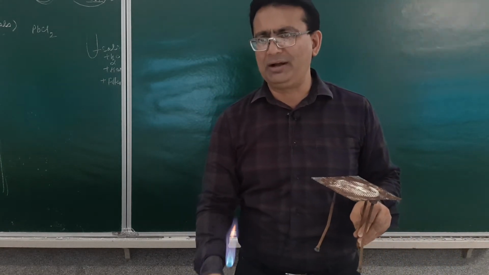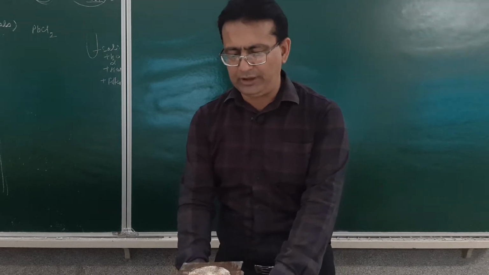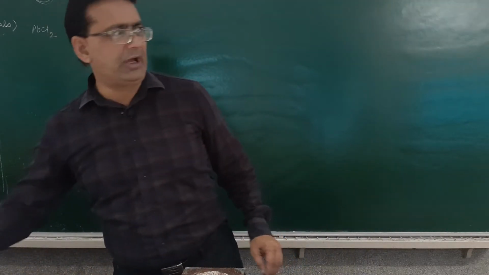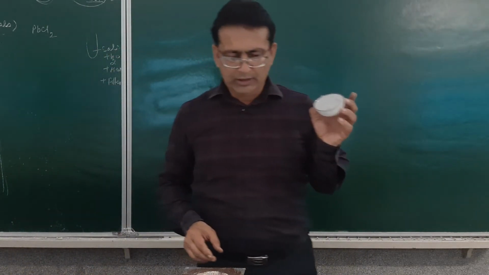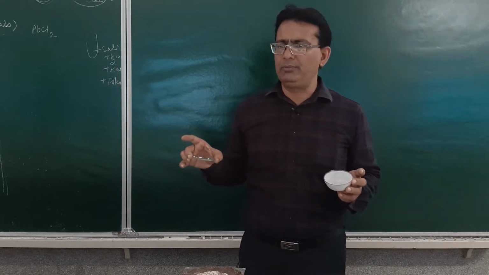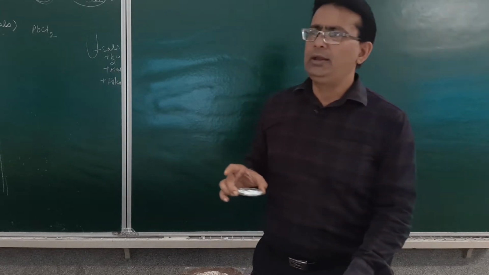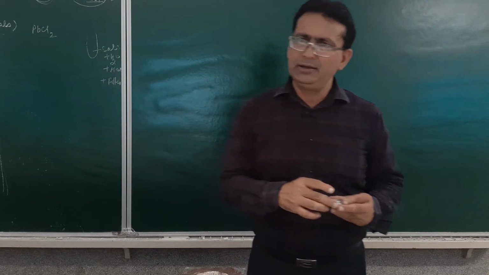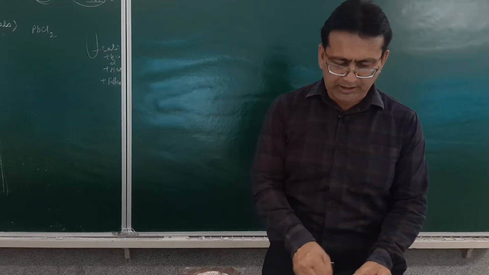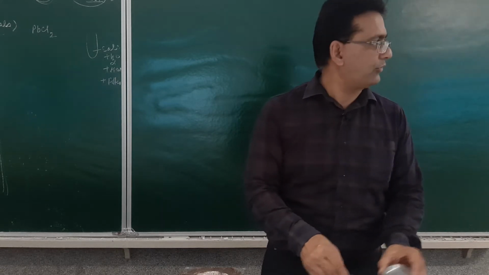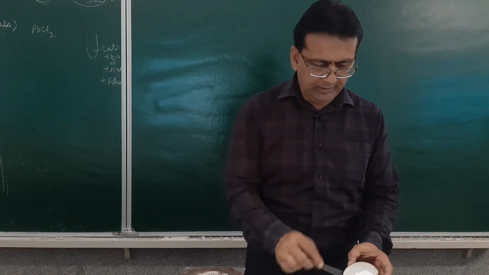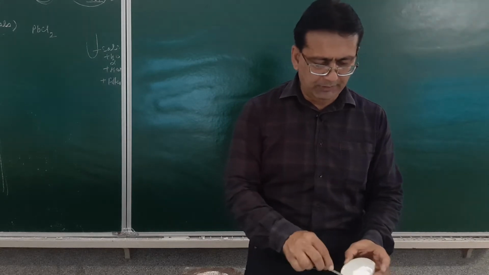This is a gas burner. We'll put a tripod stand over here. Am I clear? Now we'll take a china dish or the porcelain dish. In this china dish, we will add a salt and sodium carbonate, in the ratio of 1:3. I'll take 1 part of the salt and 3 parts of sodium carbonate.